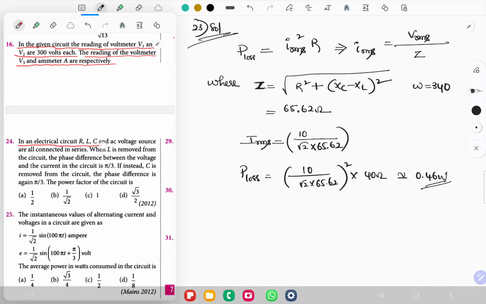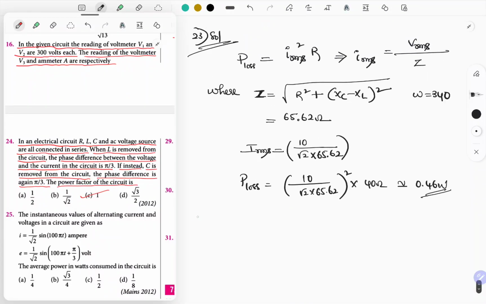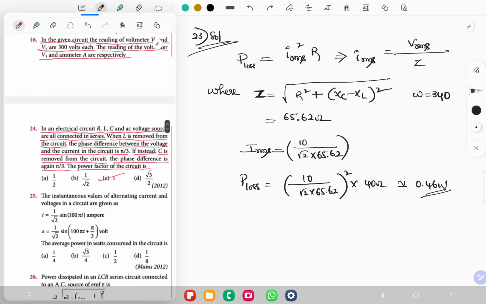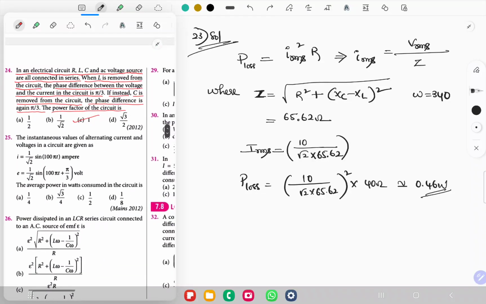In an electrical circuit, R, L, C and an AC voltage source are all connected in series. When L is removed from the circuit, the phase difference between the voltage and current is pi by 3. If instead C is removed from the circuit, the phase difference between them is again pi by 3. The power factor of the circuit is equal to 1, right? Already we solved this question. Question number 24. Question number 24 is similar to which question? This one. Question number 10 and question number 24 both are similar. Okay, there is no difference. Everything is the same.